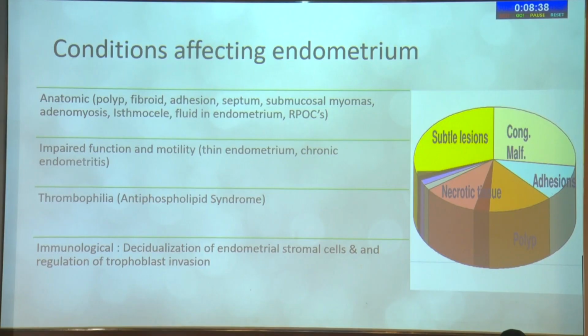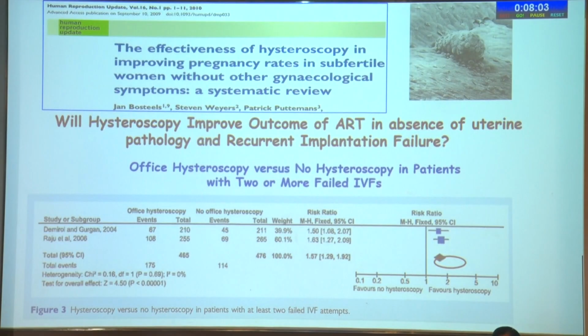Then conditions that can affect endometrium are anatomical problems like polyp, fibroid, adhesions, septum, submucosal myomas, adenomyosis, isthmocele, fluid in the endometrium, and sometimes necrotic material or RPOCs may be there. Then there may be impaired function and motility of the endometrium, especially in thin endometrium and in chronic endometritis. Then thrombophilia and immunological problems can all affect decidualization of endometrial stromal cells and regulation of trophoblast invasion.